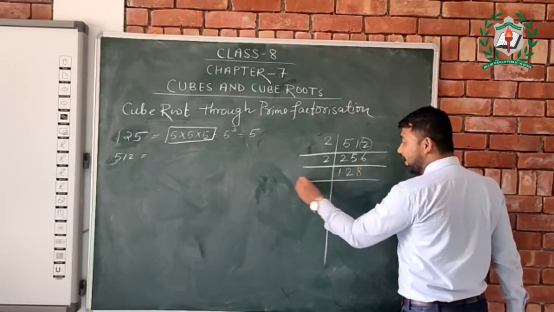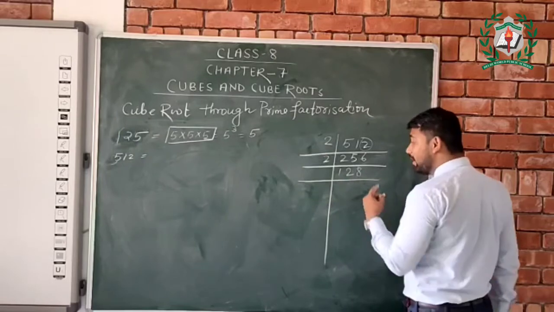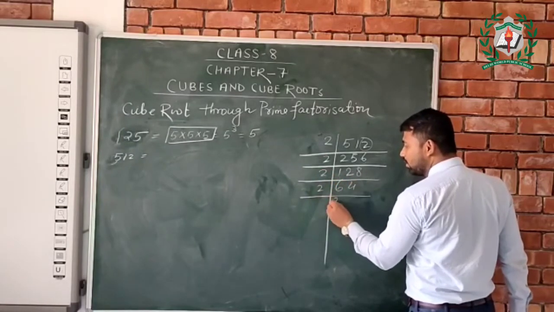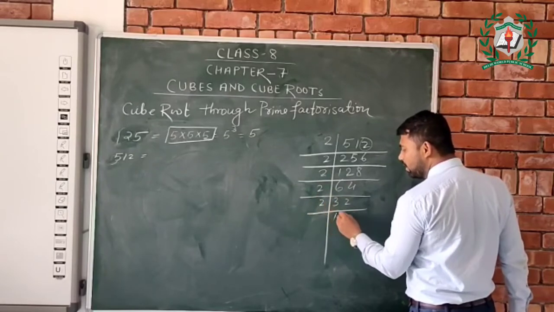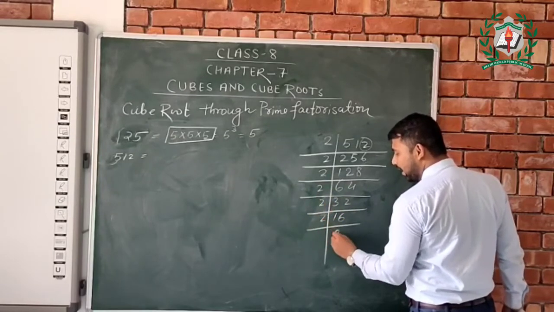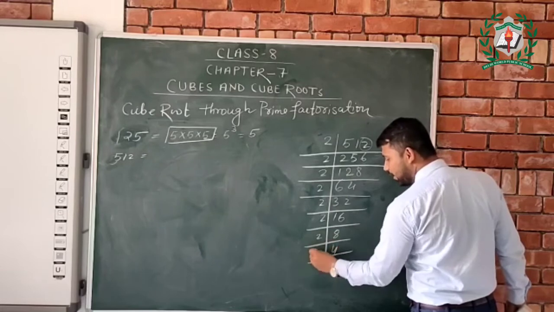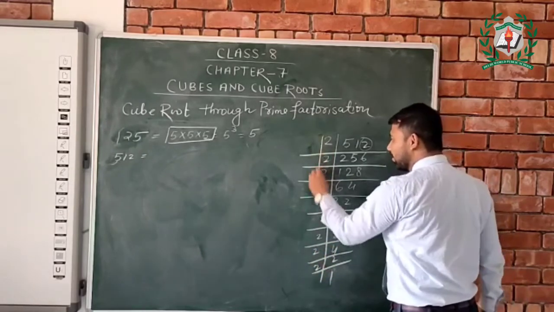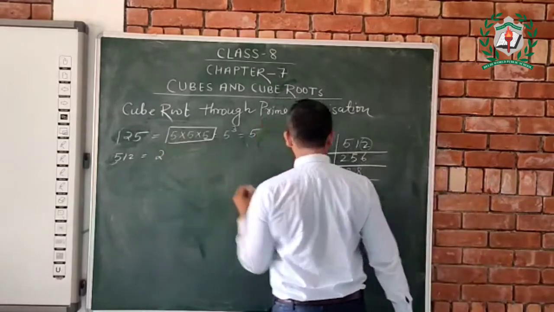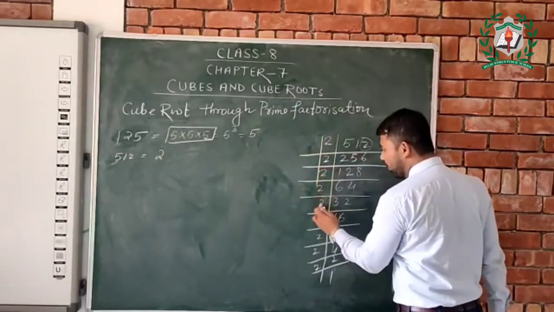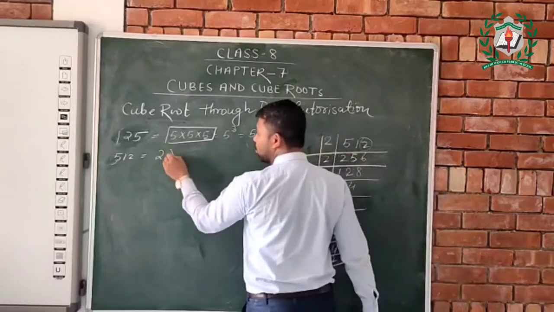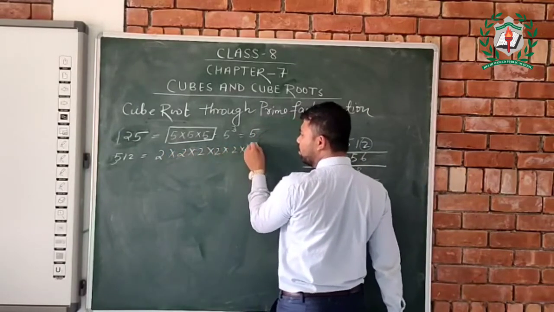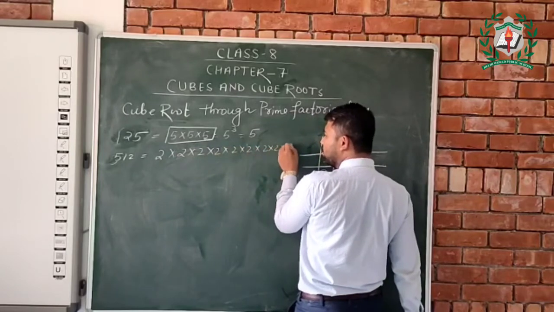2 8s are 16. Again the last digit is even, start from 2. 2 6s are 12, 2 4s are 8, 2 3s are 6, 2 2s are 4, 2 1s are 2. 2 6s are 12, 2 8s are 16, 2 4s are 8, 2 2s are 4, 2 1s are 2. So in total, how many 2s are there? 1 2 3 4 5 6 7 8 9. So 2 into 2 into 2 into 2 into 2 into 2 into 2 into 2 into 2.